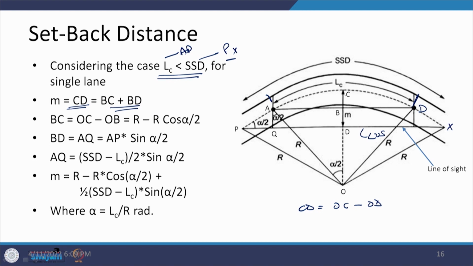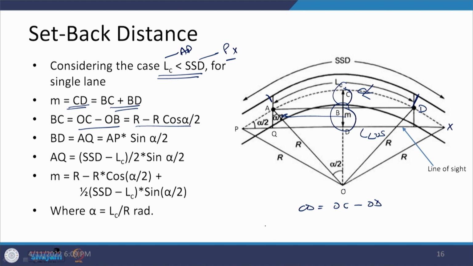Now, when we are looking at this BC, so BC is being defined now as again OC, which is with respect to the center line of the carriageway, and OB, which is with respect to the length of the curve. So, in this case, it comes out to be R minus R cos of alpha by 2. But when we are looking at this BD distance, so this distance is now calculated. Now, this can translate towards here.